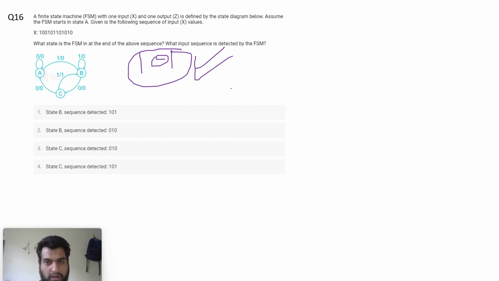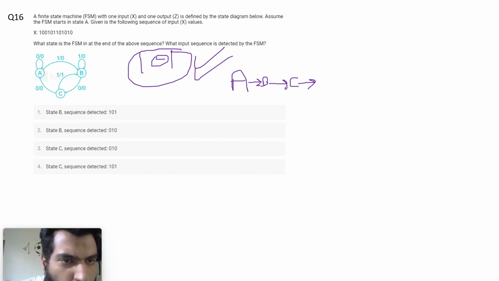Now we need to find out in what state I am. So I am initially at state A, right? What is my input? 1. So when input is 1, I am going to state B, right? At B, I am getting 0, where I am going to C, right? The input sequence is 1 0 1 0 0 1 1 1 0. So I am getting 1 0, yeah, 1 0 0.